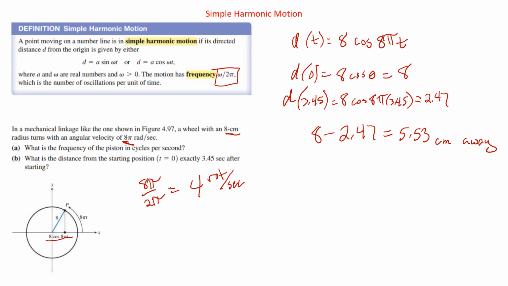Now that does not mean that it moved 5.53 centimeters, because it went around the circle a few times, being that it's going around 4 times per second. This is just how far away it is, the displacement. So it's 4 rotations per second, so every quarter of a second, it makes a complete rotation and it's 0 away from the starting point. So notice, again, this is not how far it moved, this is how far away it was.